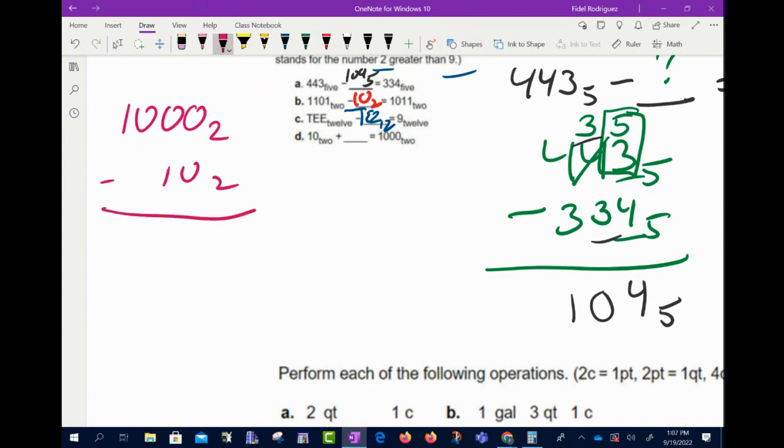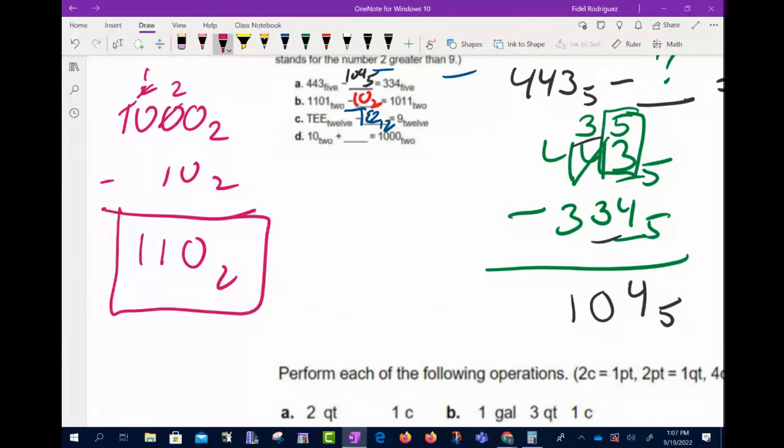Okay, so first thing, let's go ahead and do it. 0 minus 0 is 0. Now I'm trying to take away 1 from 0, and I can't. So I got to borrow 1 from there. That 1 that I'm borrowing really is a 2. But then I got to borrow 1 from here, so that becomes a 1. And now I have a 2 up here. So now look, 2 minus 1 is 1. 1 minus 0 is 1, and that went away. So we end up with 110 base 2.